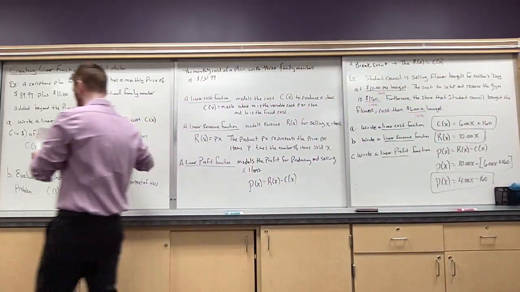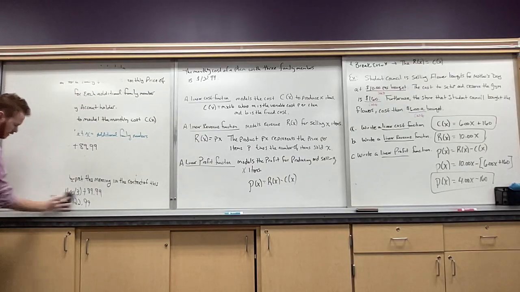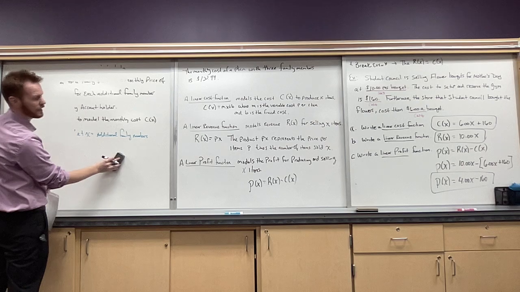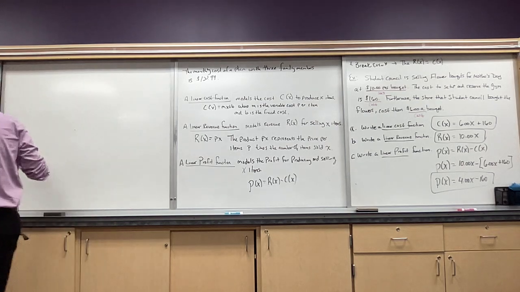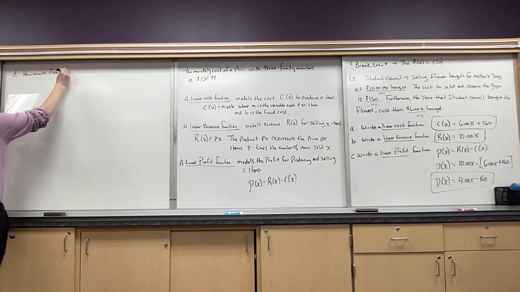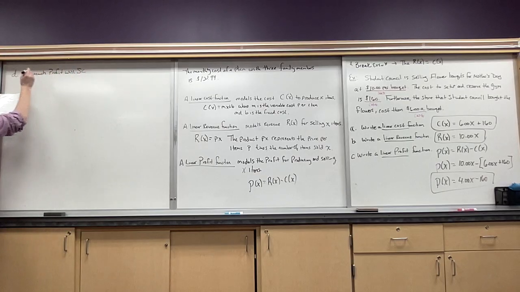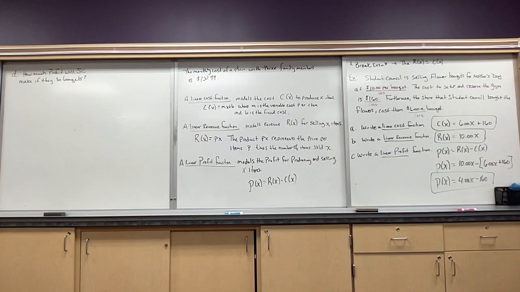Now, we're not done, we've got two more parts to this one. I'm going to put it over here. I'm out of space, and I don't want to squish it. So part D says, how much profit will, I'm going to abbreviate student council, I'll just put SC, make if they sold 30 bouquets? So how much would they get if they sold 30?